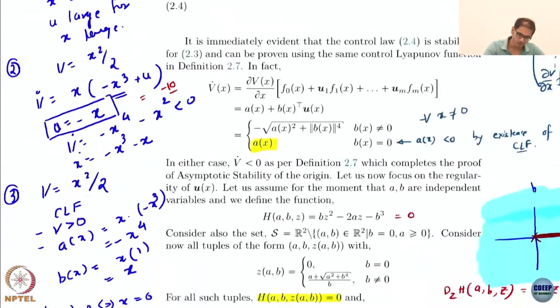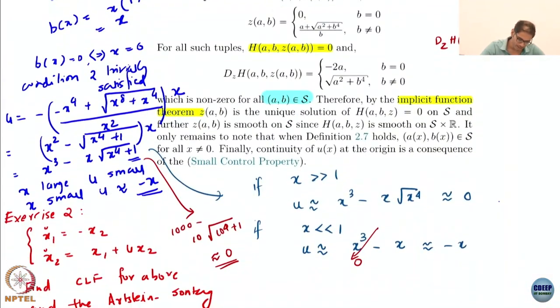If you take x equal to 10, this is like 1000 minus 10 square root of 10 to the power 4 plus 1. This is almost 0. Yeah, but it's evident anyway, right? Because if I ignore the 1, both of these are x cubed. Okay, so this is a very cool controller, right? Because it's applying very small control for large values of state.